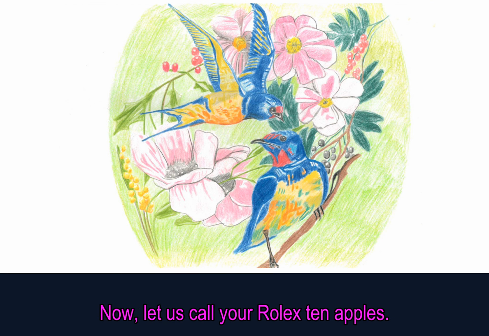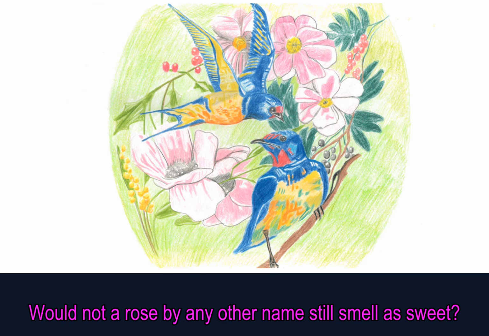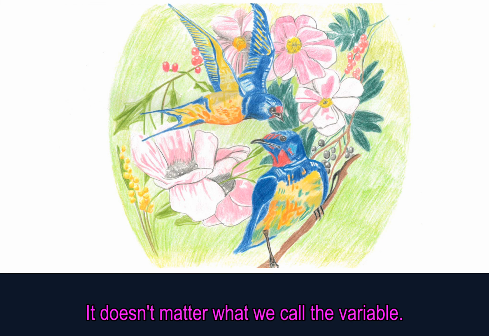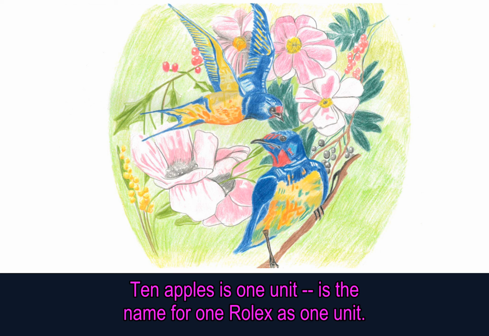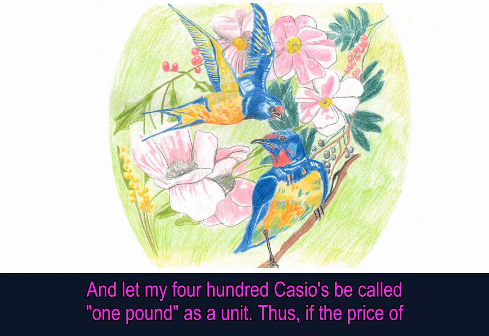Now let us call your Rolex 10 apples. What is in a name? Would not a rose by any other name still smell as sweet? It doesn't matter what we call the variable. 10 apples is the name for 1 Rolex as 1 unit. And let my 400 Casios be called £1 as a unit.